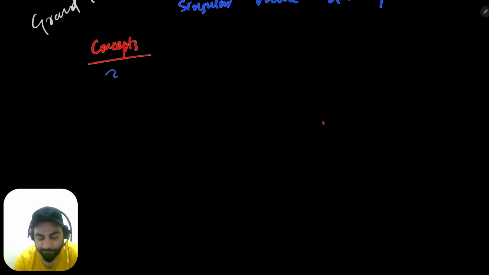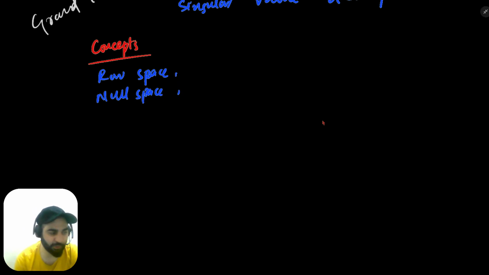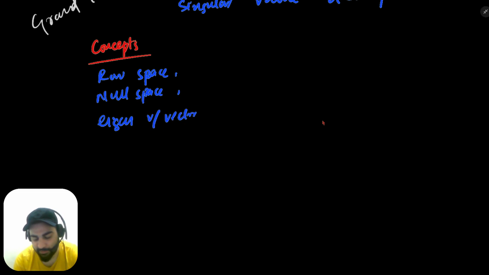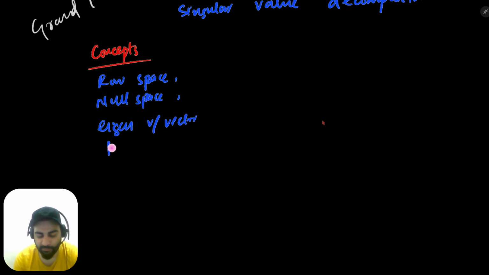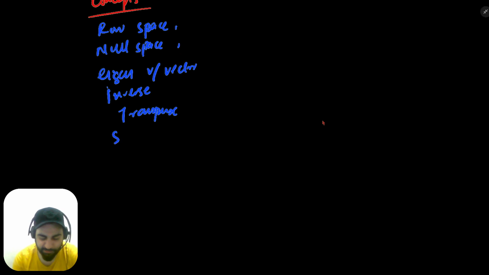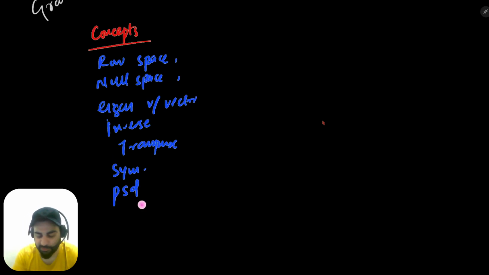So we saw row space, null space, and even the four subspaces that we saw. Then eigenvalues and eigenvectors. Then we saw different types of matrices, like the inverse of a matrix, the transpose of a matrix, and symmetric matrices. Then we saw positive semi-definite and positive definite matrices, orthogonal matrices. We saw all of these concepts, so these are the things that will be used in SVD.